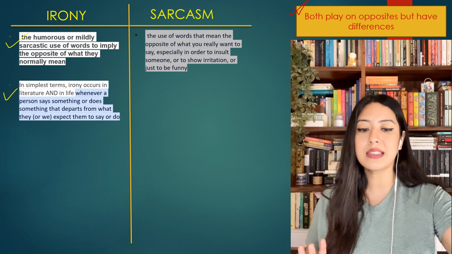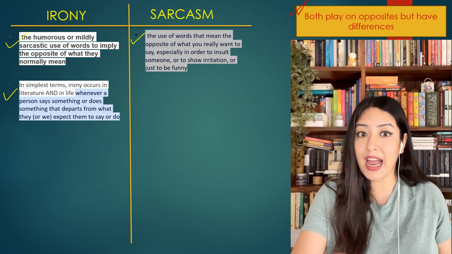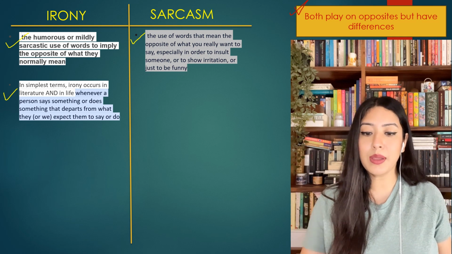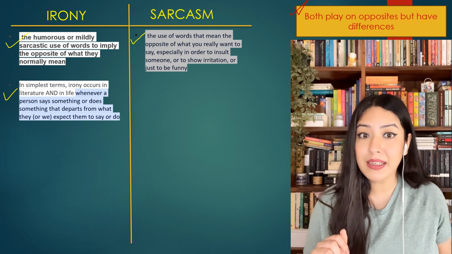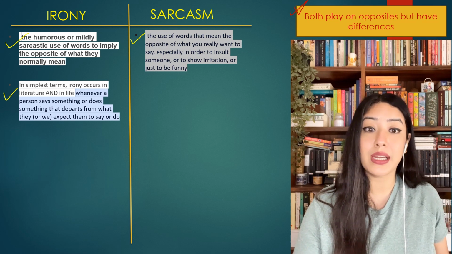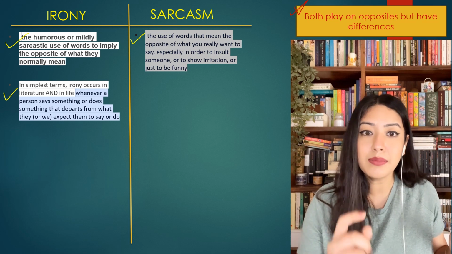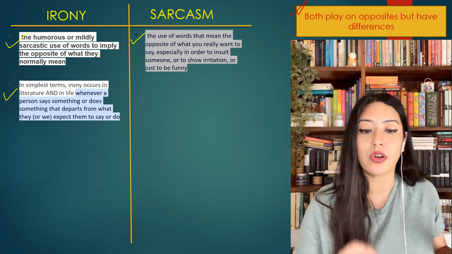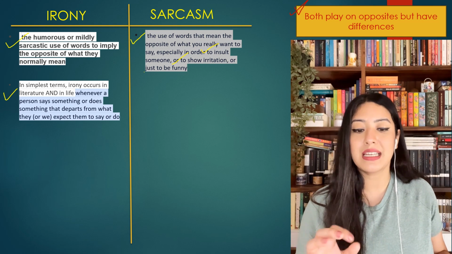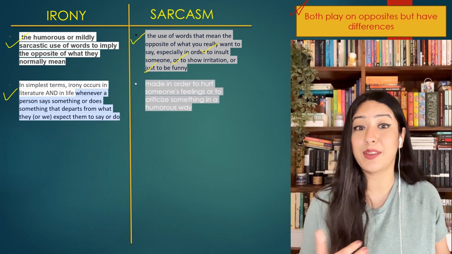The use of words that mean the opposite of what you really want to say. It's similar to irony, isn't it? Irony also, you're saying something but you mean something else, to imply the opposite of what they normally mean. Okay. Sarcasm also, use of words that mean the opposite of what you really want to say. Similar, right? But what is the difference? In sarcasm, you use these words especially in order to insult someone, to show irritation, or just to be funny. It is made in order to hurt someone's feelings or to criticize something in a humorous way.